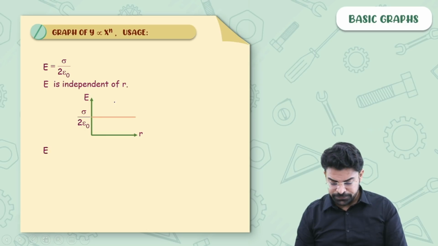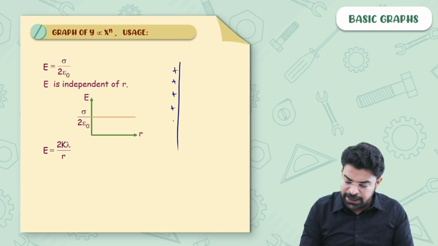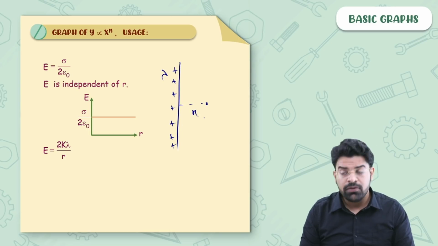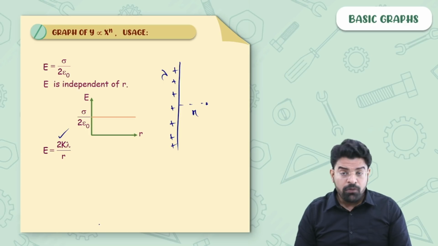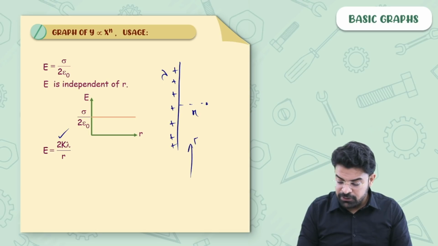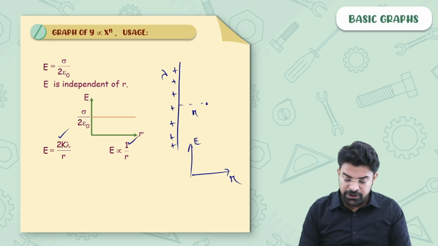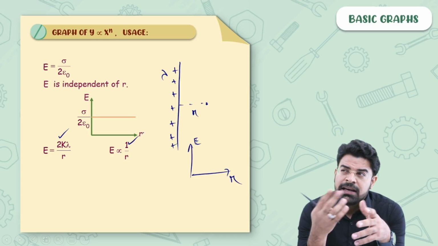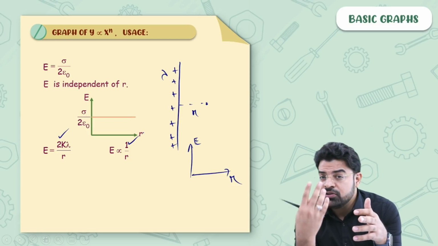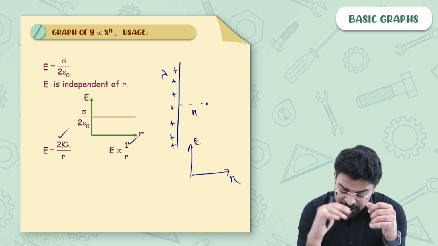The last one here: electric field due to an infinitely long line charge having charge per unit length lambda at distance r from the line charge is given by 2k lambda by r. What will be the graph of electric field versus the distance from the line charge? Here you can say that electric field is inversely proportional to r. So when the distance from the line charge becomes double, electric field intensity becomes half, the distance becomes triple, it becomes 1/3, distance becomes 10 times, the electric field strength becomes 1 by 10 times.